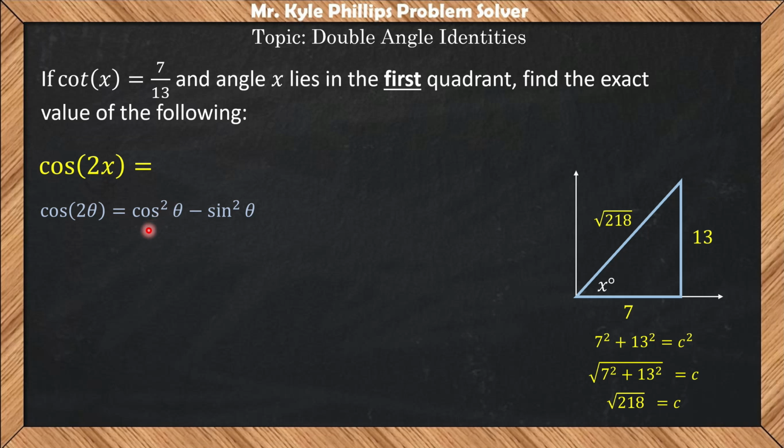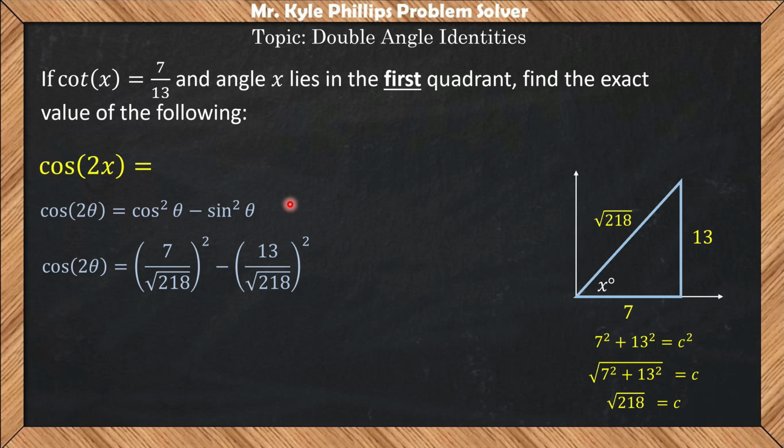Now that we have all the ratios, we can go ahead and plug in the ratio for cosine of 2 theta. So we need cosine squared minus sine squared. So cosine squared is going to be the adjacent over the hypotenuse, which is 7 over the square root of 218. Sine squared would be the opposite over the hypotenuse, so 13 over the square root of 218.